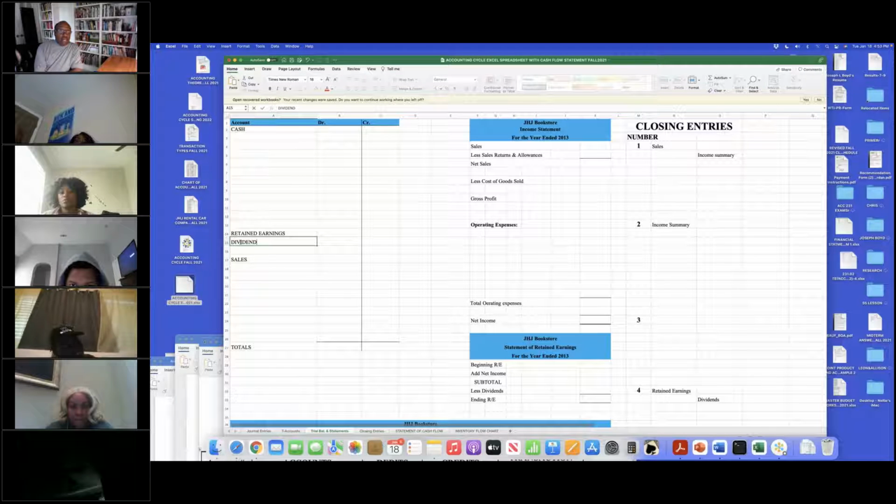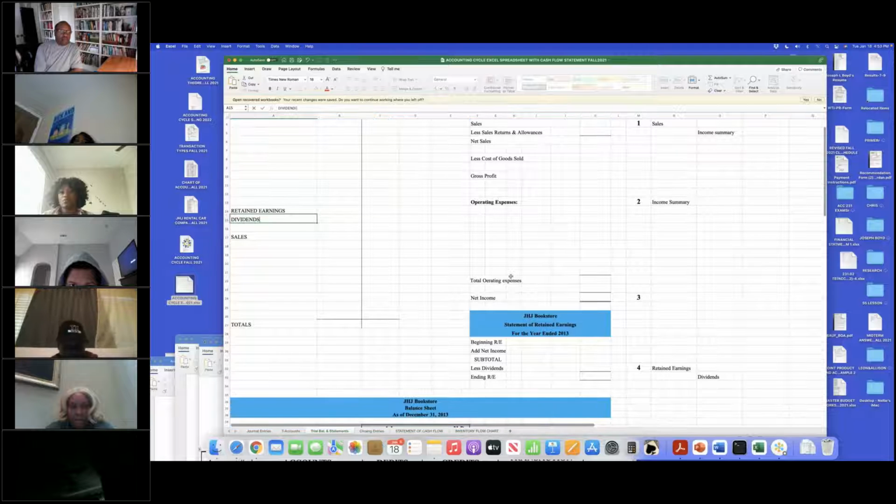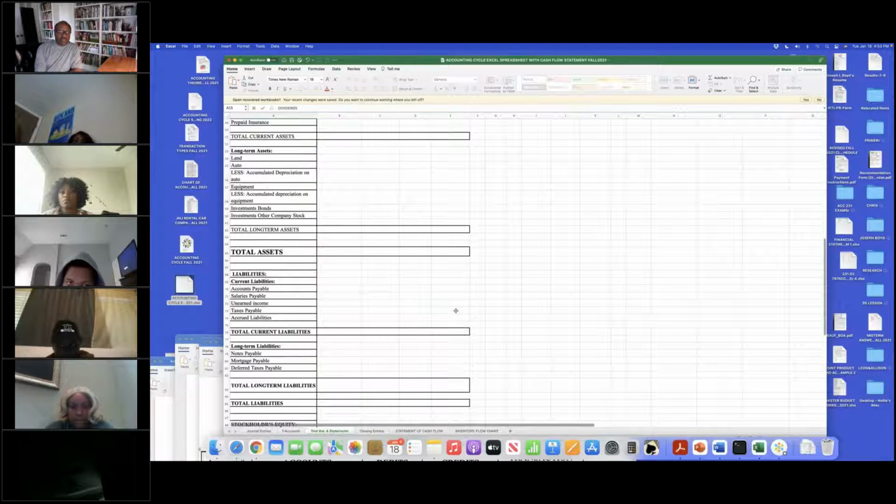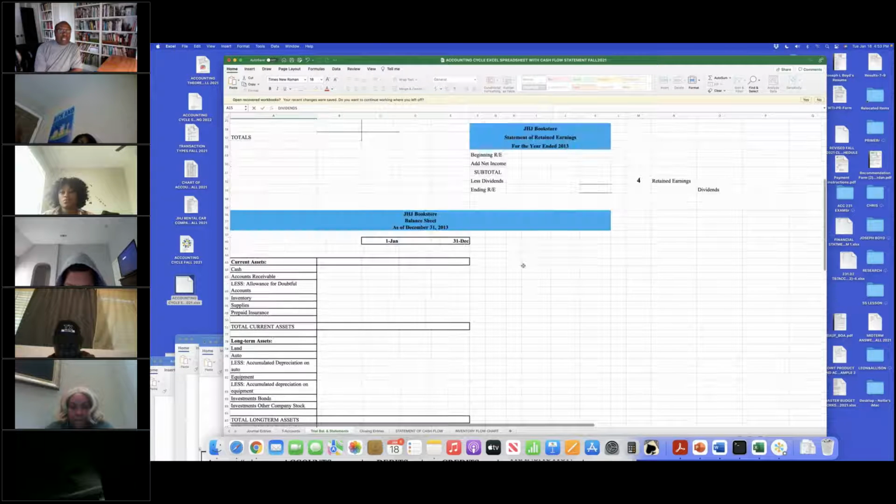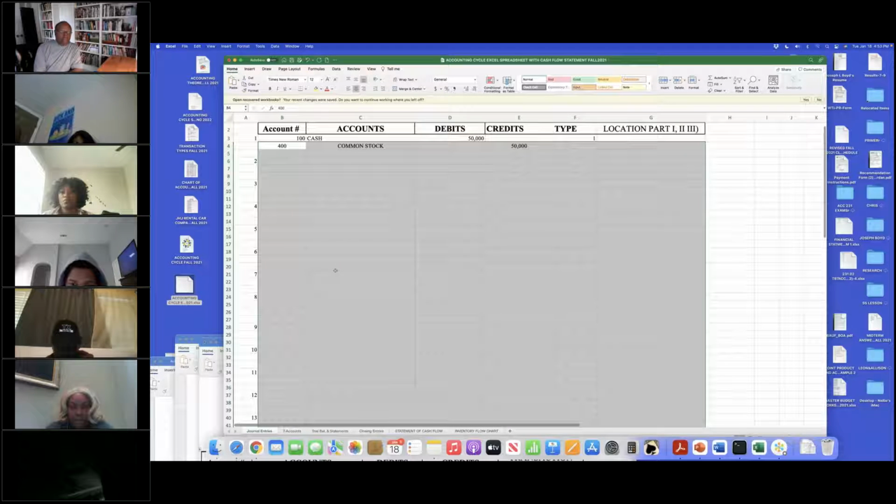And then we prepare a balance sheet. So once we get a trial balance, we can then get those 3 income statements done. We make the journal entries, okay? Then we post them to the T accounts. Then we prepare the trial balance.